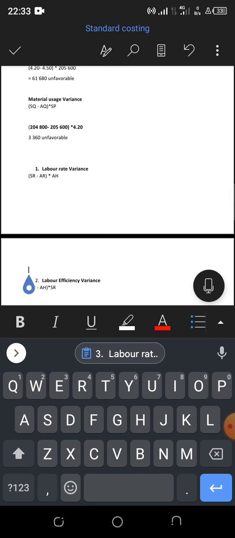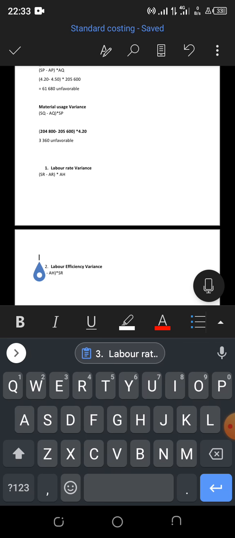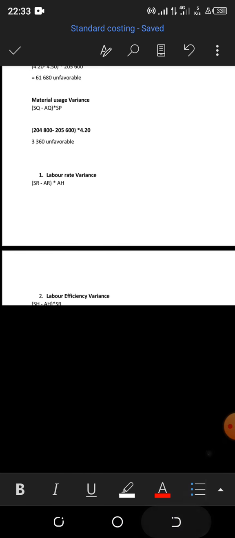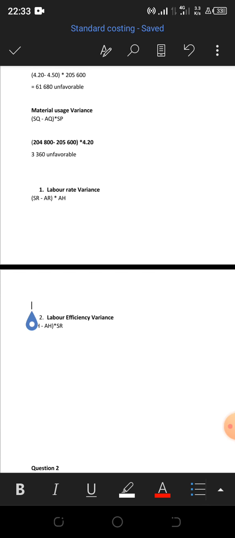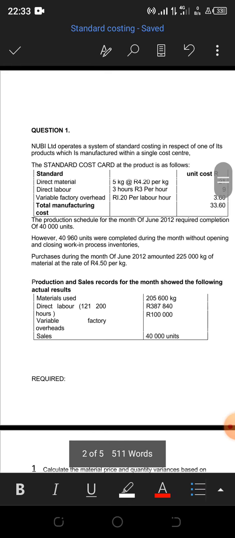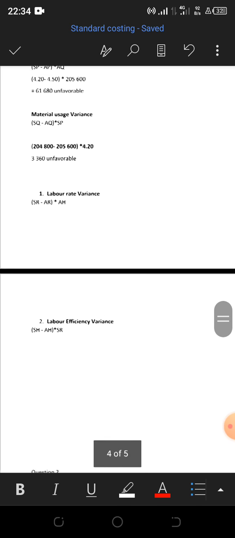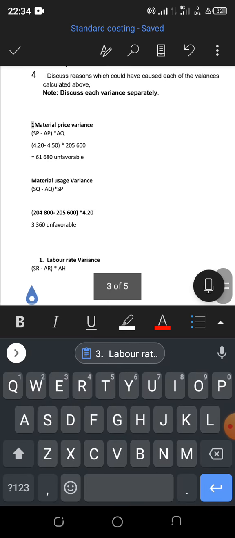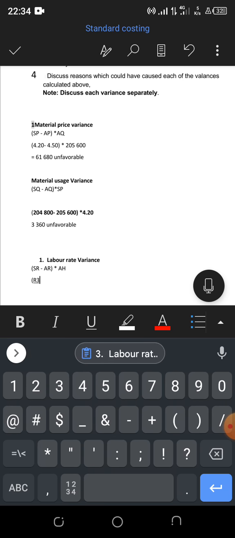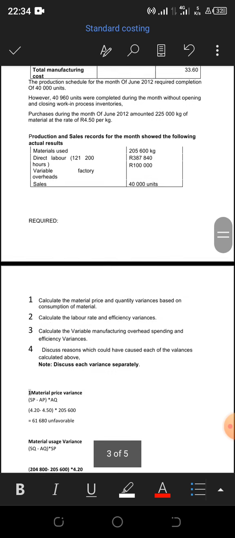Okay, let's start with the labor rate variance. What we are going to start with on this formula, we firstly have to look at the standard rate for labor rate and hour rate. Okay, let's check on our table. Under direct labor, under standard cost, we have 3 rand per hour, which is our standard rate. Okay, we have 3 rand minus the actual rate. Do we have it?